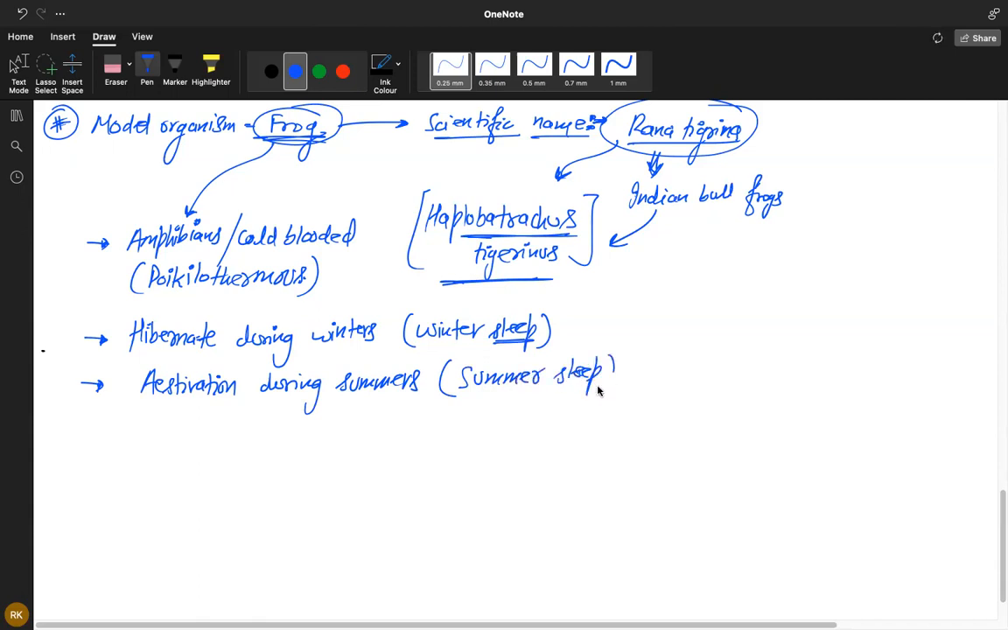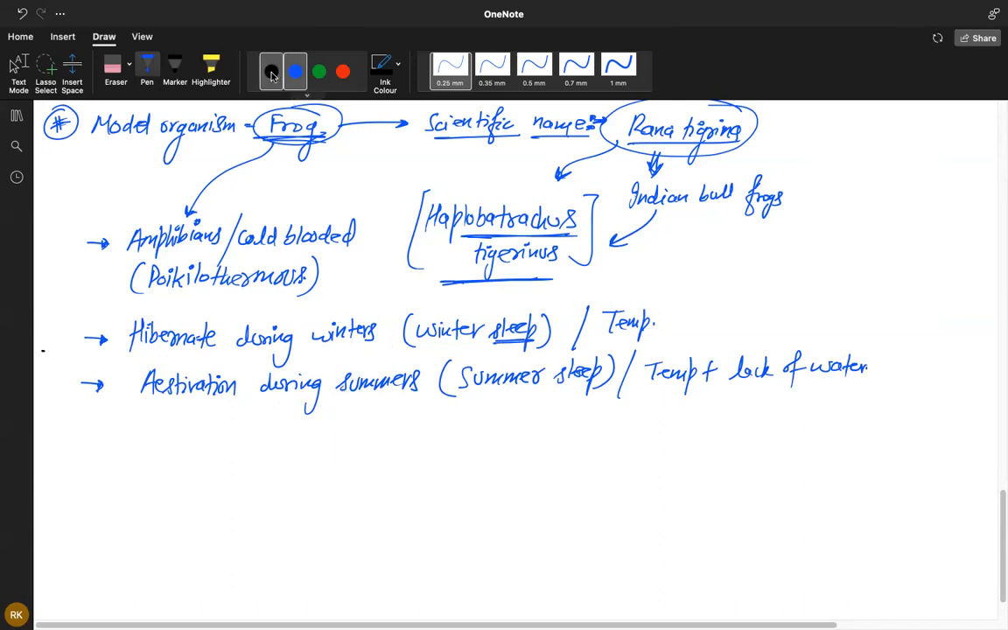Is it clear? The reason for both the sleeps is different. Here the reason is temperature. Here also it's temperature plus lack of water. Okay. Is it clear, everyone? Yes, sir.